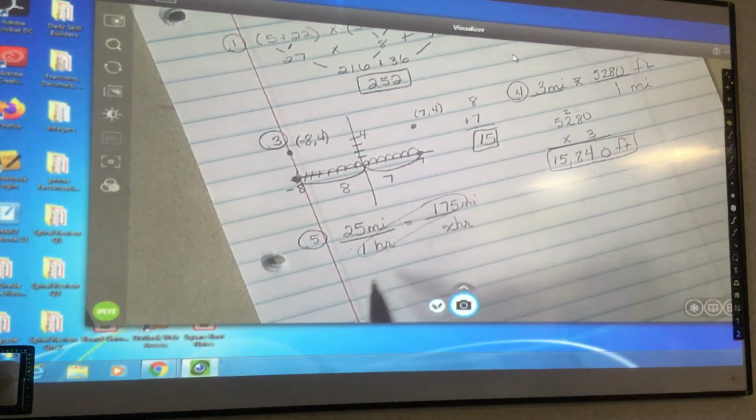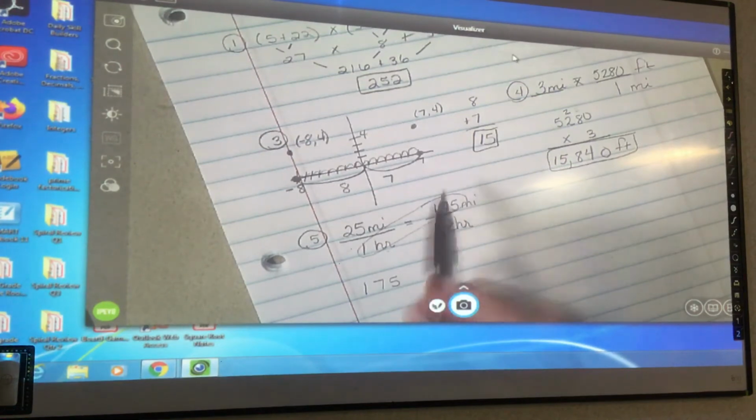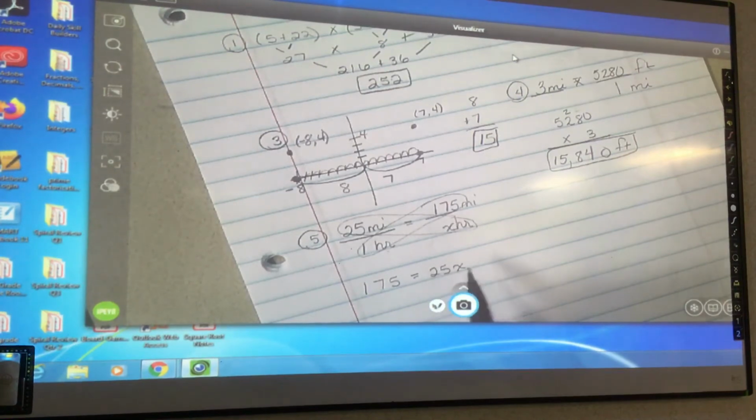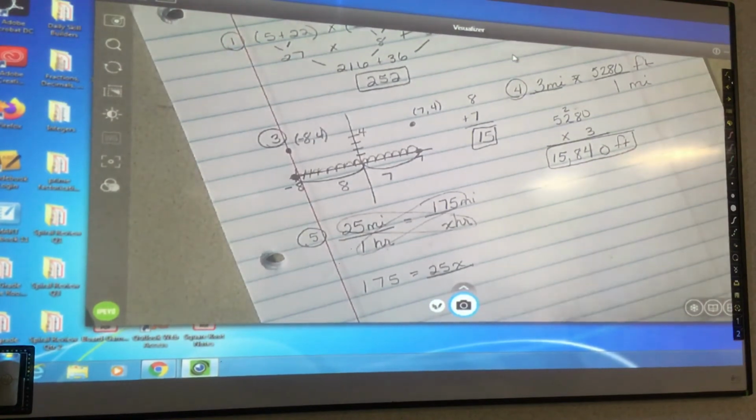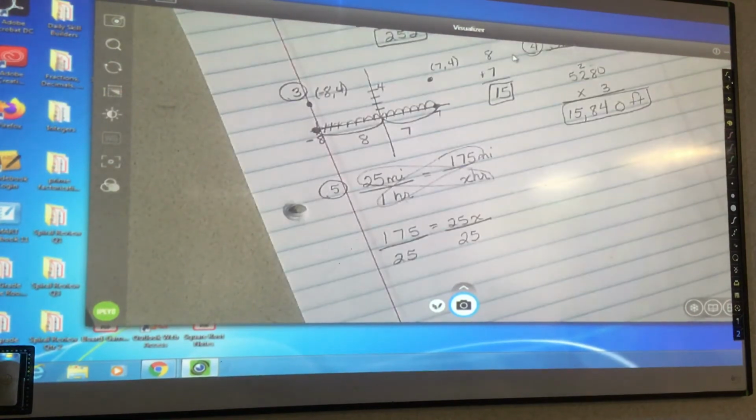So 1 times 175 is 175. 25 times x is 25x. I've got to get rid of the 25 by dividing it by 25. Dividing this by 25. So 175 divided by 25 is, if you do your math, I think quarters. 25 cents is a quarter, and 4 quarters in $1, that would be 100. 3 quarters is 75 cents, so that would be 4, 5, 6, 7.